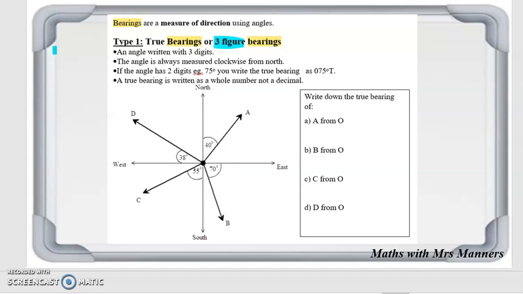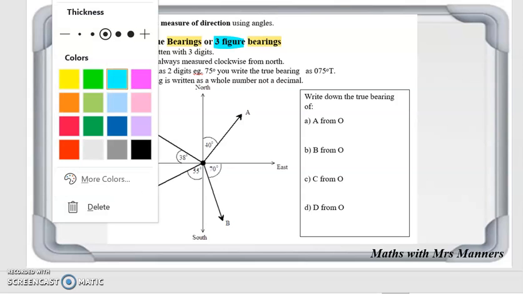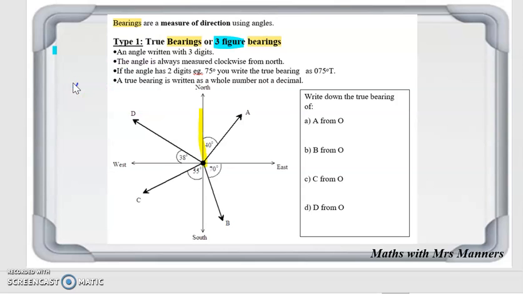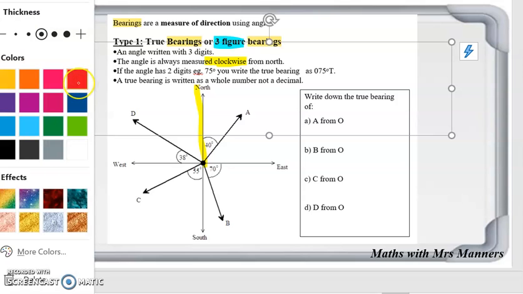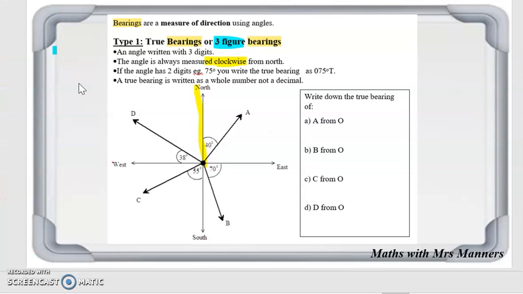So say we've got some locations here, A, B, C, and D. If I want the measure of turn with a true bearing, you are always going to begin at the north line. We're going to start on the north line, and we're going to turn in a clockwise direction. That is very important.